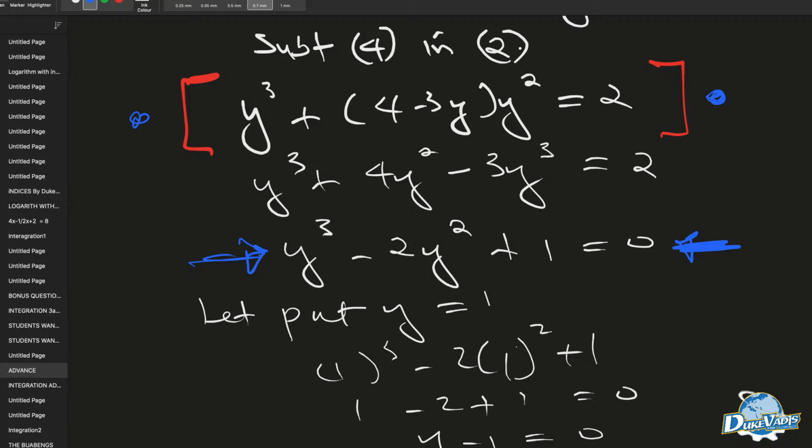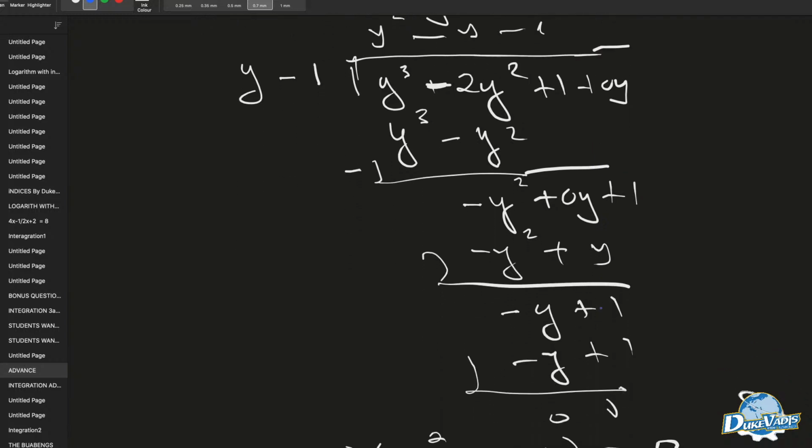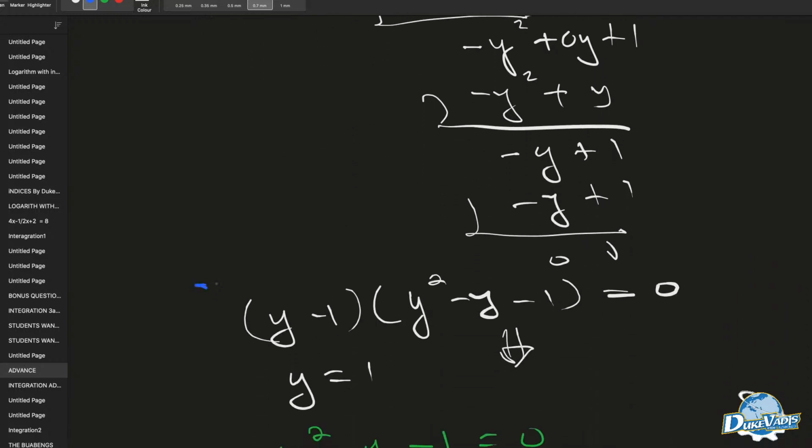When you look at the nature of the equation and you substitute the value of 1, you will see that it will give 0, telling us that y equals 1 is one of the roots of the polynomial. It's a factor of the polynomial. So we broke the polynomial further, and our final equation became y minus 1 into bracket y squared minus y minus 1 equals 0. Then we know that y minus 1 equals 0 means y is equal to 1.